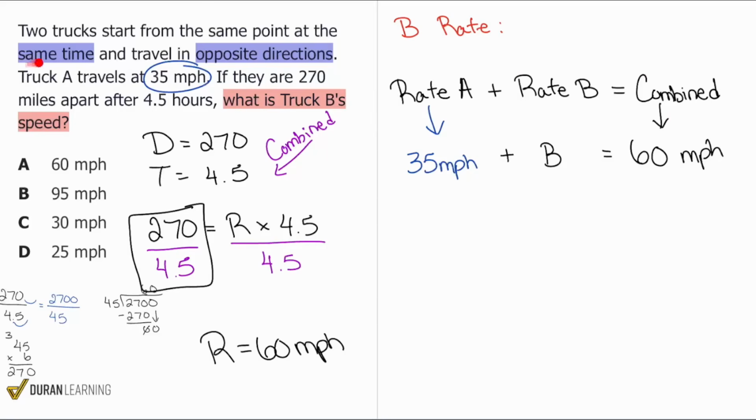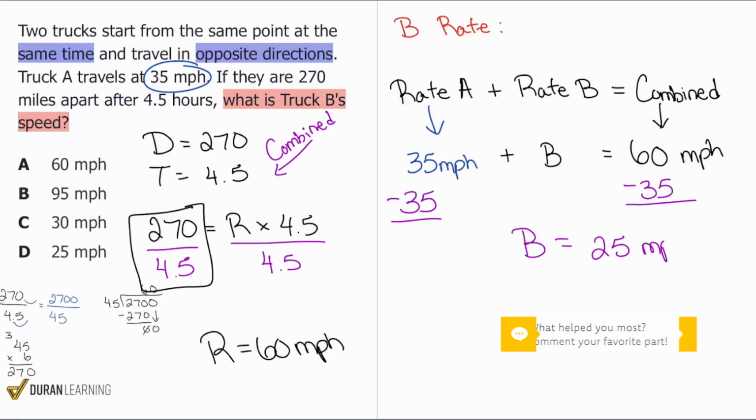Because if we're moving at the same time in opposite directions, you get the combined rate by just adding the individual rates. So if we're at 35 plus rate B equals 60, we're good. Subtract 35 on both sides. 60 minus 35, my party people, gives us 25 miles per hour. And there we go. The correct answer here, everyone, is answer choice D, 25 miles per hour.